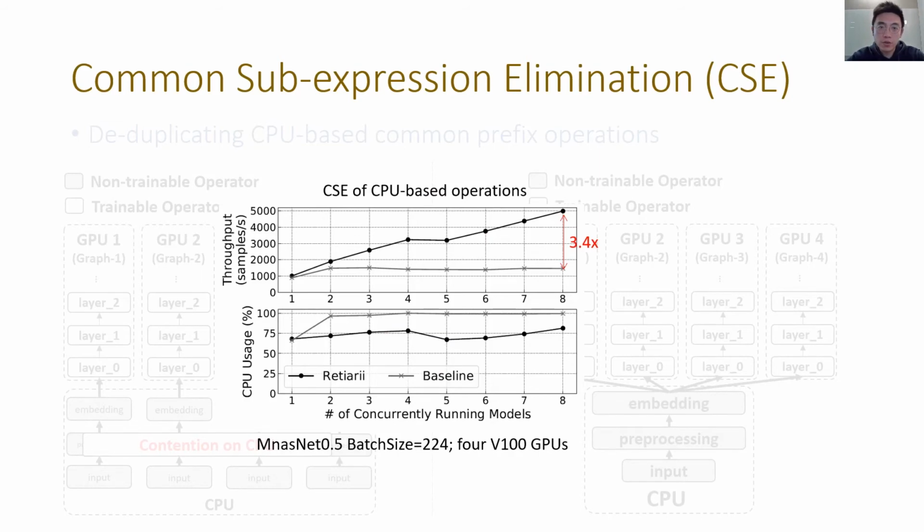Our micro-benchmark shows IMNAS-9 0.5 has a CPU utilization of 75%, even when running one model. Running more models in the server will lead to a bottleneck on the CPU side. Using Retiarii CSE, the data loading and preprocessing will be deduplicated so that more models do not increase the CPU burden. Our micro-benchmark experiment shows Retiarii CSE can bring 3.4 times improvement on the training throughput for IMNAS-9 0.5 with a batch size of 224.